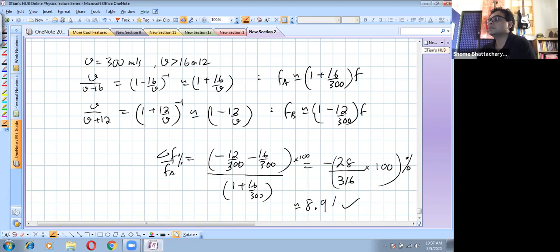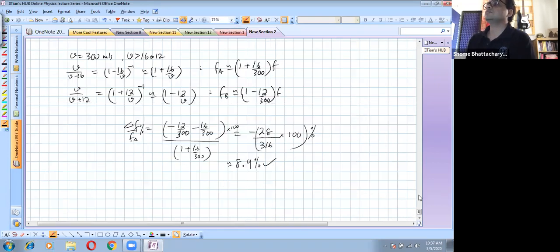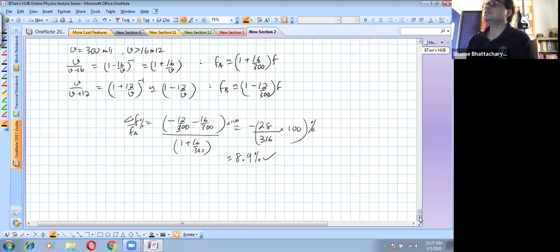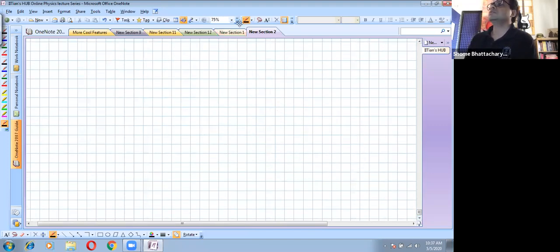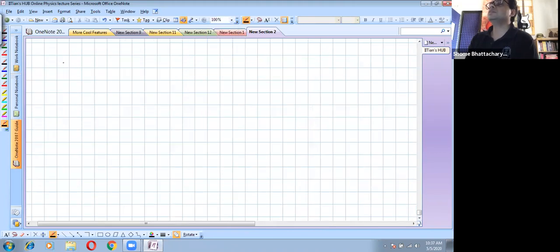8.9% kind of change. Okay, so this is roughly the type of questions. Now, very quickly, I'll take you through another question to explain how beats and Doppler's effect come together, so that we complete all this.